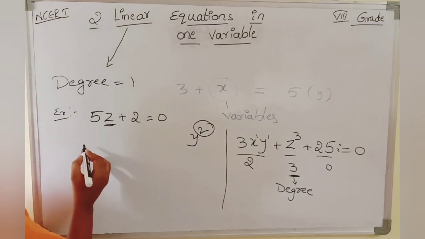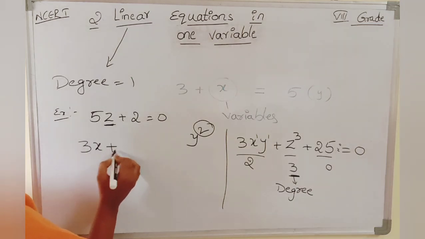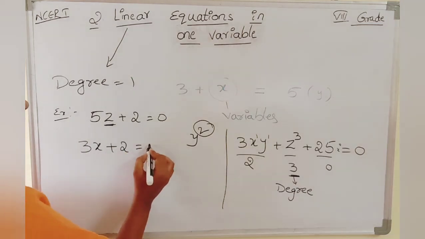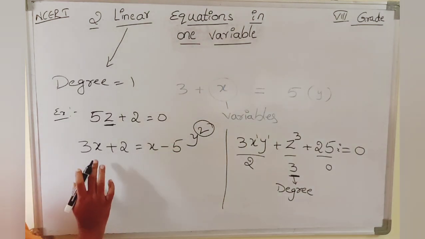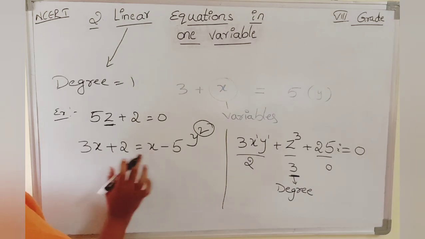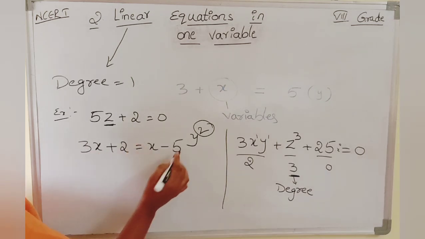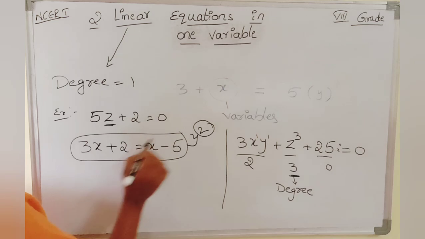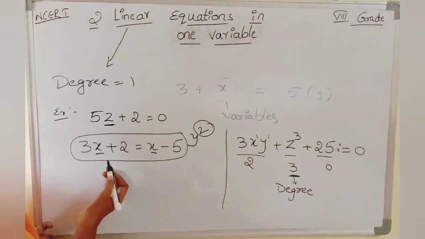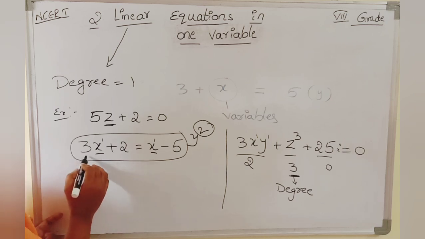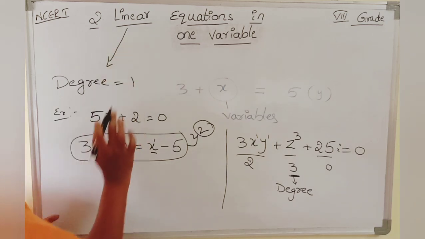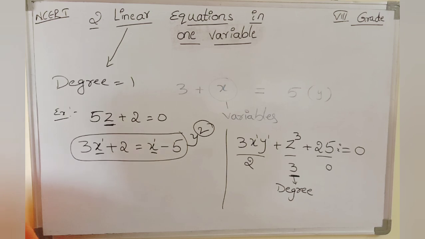See one more example. 3x plus 2 is equal to x minus 5. Here also we have only one variable x, the same variable on both sides. So in this total expression we have only one variable and the power is 1. So the degree is 1. So this equation also we are calling as a linear equation in one variable.